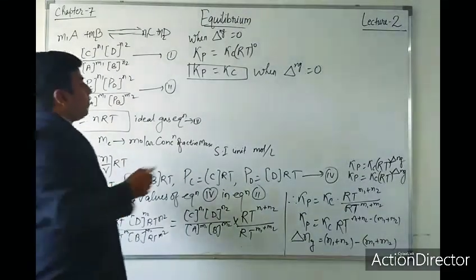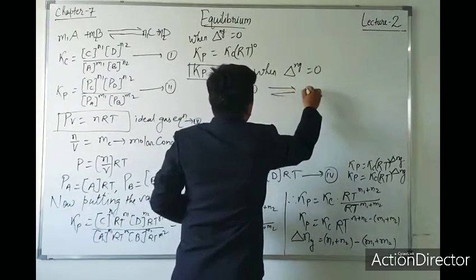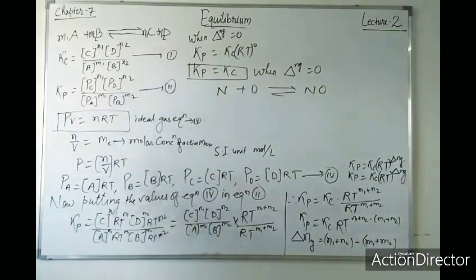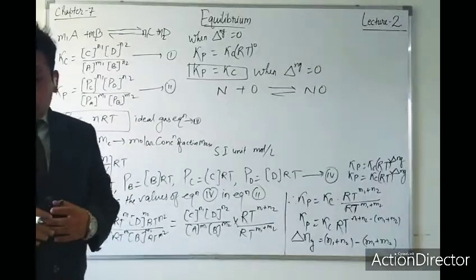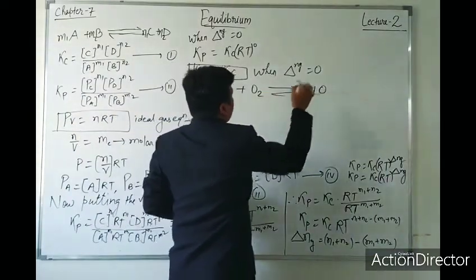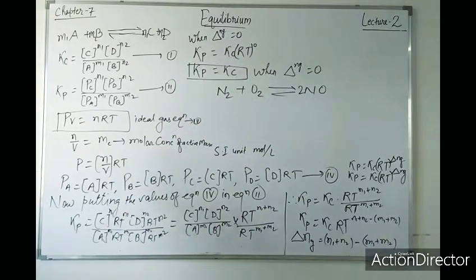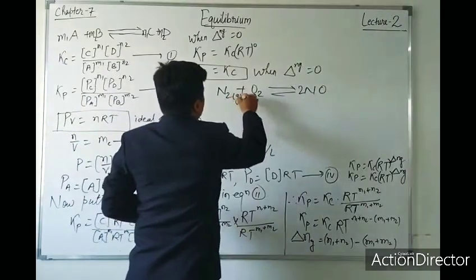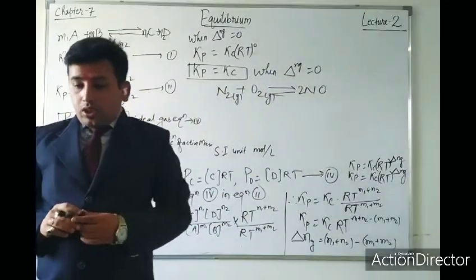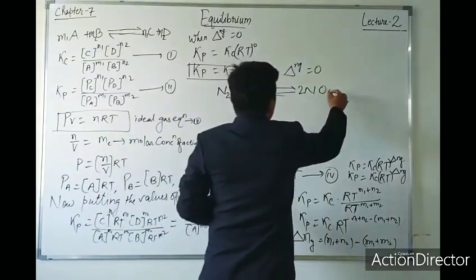Just suppose N2 plus O2 gives nitric oxide. Here, if I talk about the number of gaseous atoms, N2 gas, O2 gas, so here 2N. Is there any doubt in this equation? No doubt. And you know very well this is also in the gaseous state, right? And what will be the NO? Is NO gaseous, solid or liquid? Which phase? It is gaseous only. Okay.